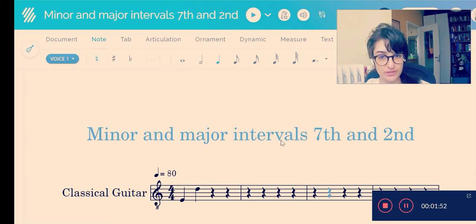Minor and major intervals of seventh and second. In a previous video, I talked about minor and major sixths and thirds. So why did I not put all the minor and major interval types all together? Well, first of all, I wanted you to watch another one of my videos. Secondly, it's good to break things down a little bit.